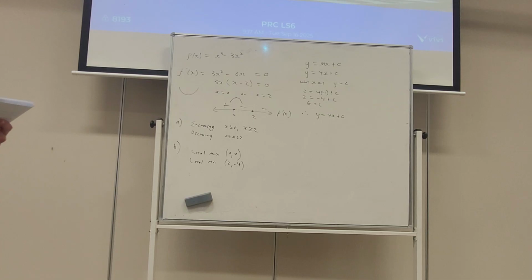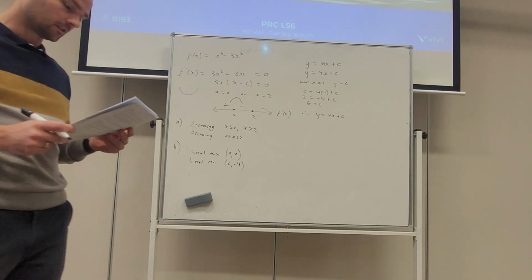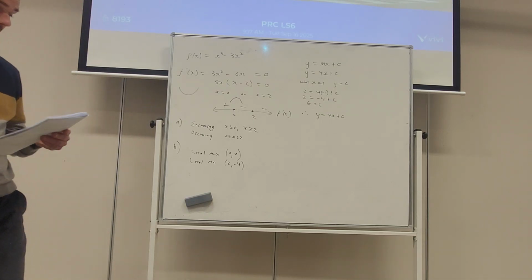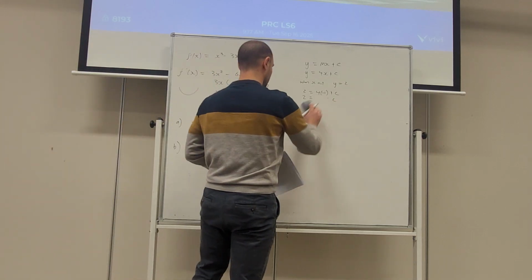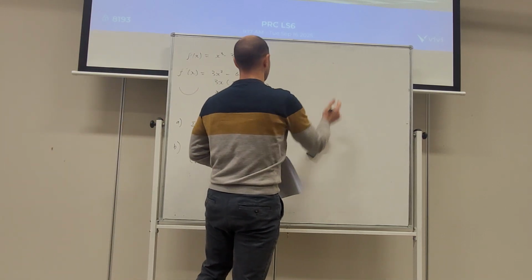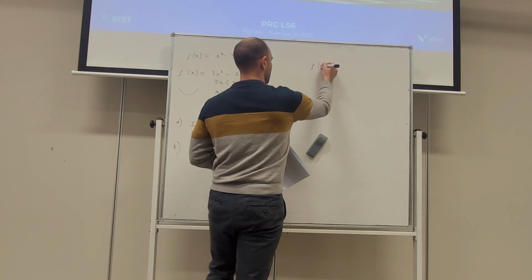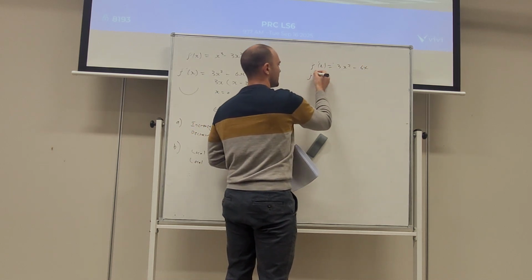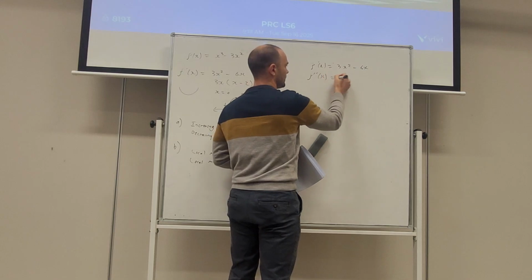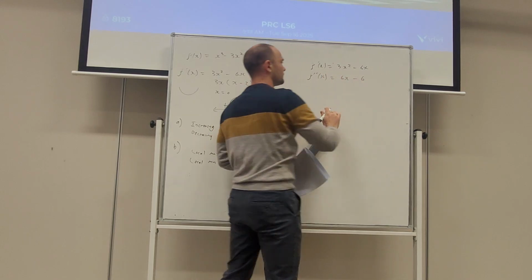Very good. Then part C is saying, when is it concave up and concave down? And part D is asking about the points of inflection. Now for that we'll need the second derivative. So we've got f dash of x is this, 3x squared take 6x, which means f dash dash of x will be 6x take 6.